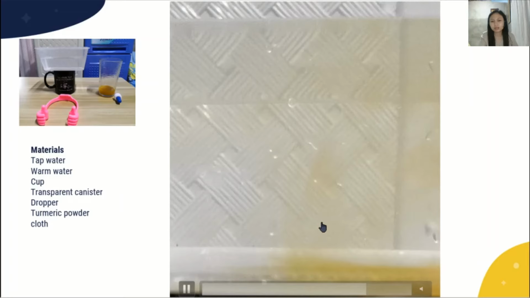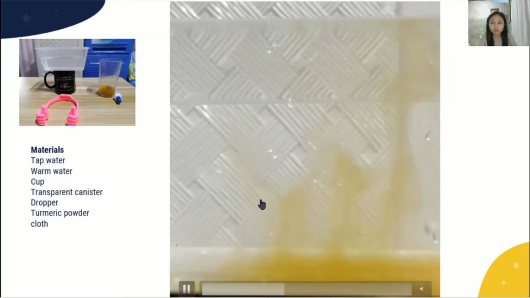So let's replay. The turmeric solution is rising because it was heated by the hot water at the bottom of the canister. It rises, and then as it reaches the top, it moves sideways. Same here, it moves sideways here. But it fades right away.